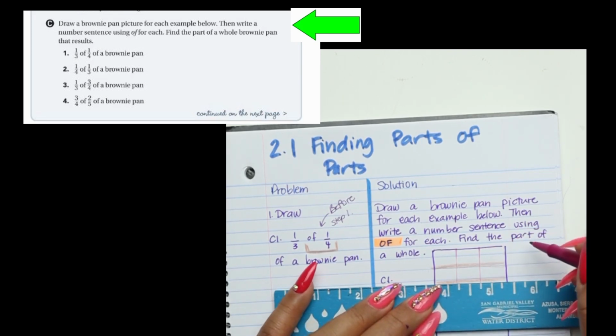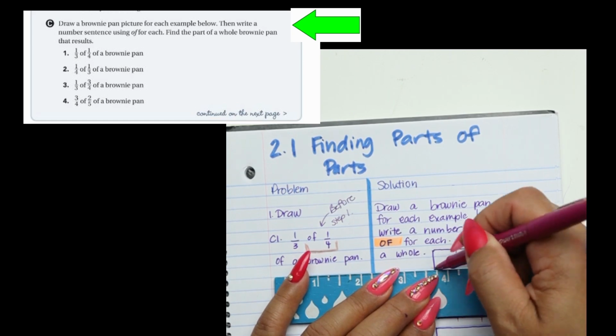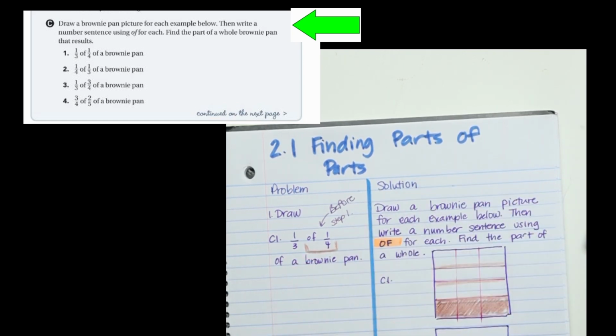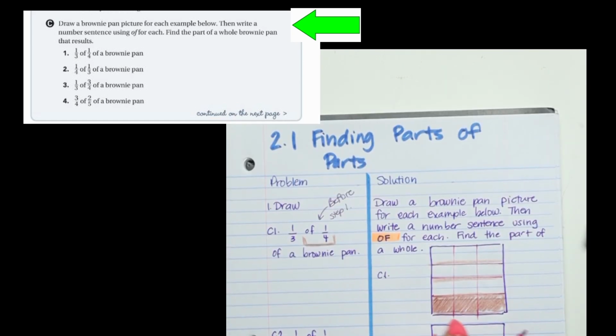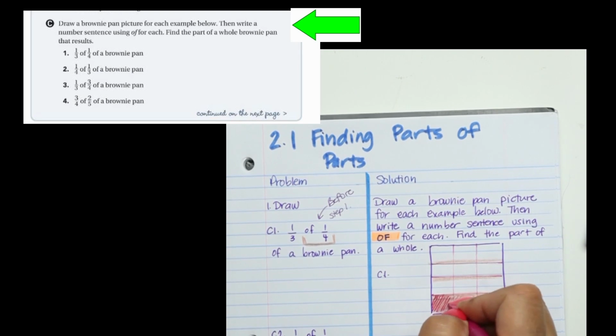Because I want to compare each part to the whole. And when we do that, we have to section it off so that they're equal. So we have 1/4 and we need 1/3. So this is 1/3 of the fourth.